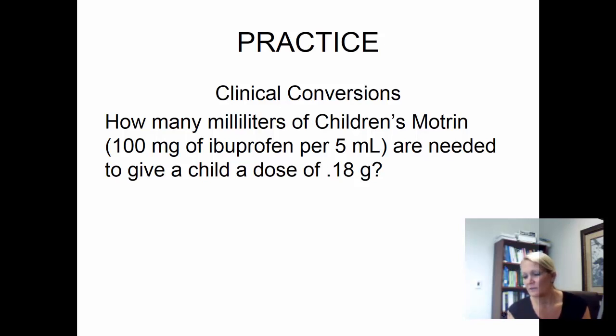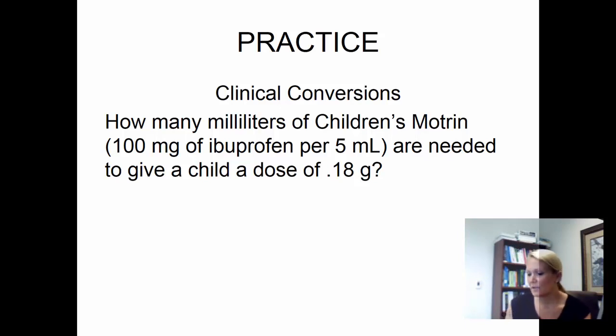If you look at this problem, I'm just going to read it real quick, just so that you have some time to process what's going on. Okay, so we want to know how many milliliters of children's Motrin, if there's 100 milligrams of ibuprofen in 5 mils of that Motrin, are needed to give a child a dose of 0.18 grams. I could have had this in milligrams here, but I changed it to grams just to give us a little bit more practice converting.